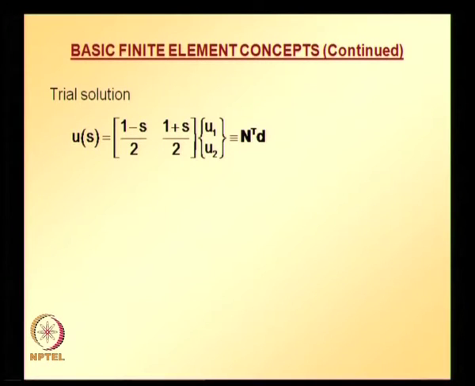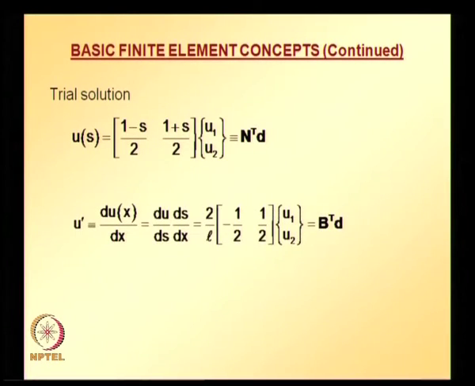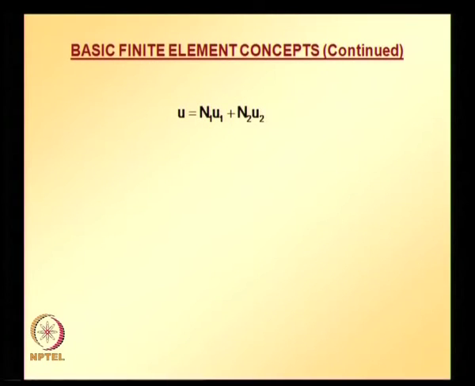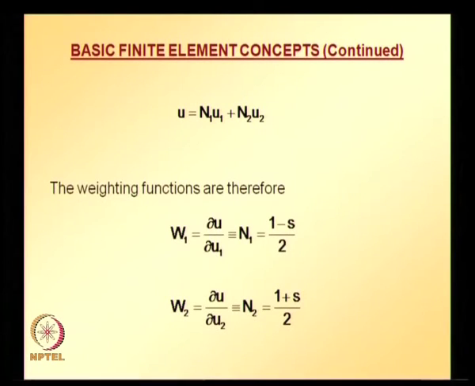Trial solution N transpose d, derivative of trial solution B transpose d, you have seen all these earlier, and N transpose, derivative of N1 N2, and the trial solution can be written as u is equal to N1 u1 plus N2 u2, and the weighting functions are here.